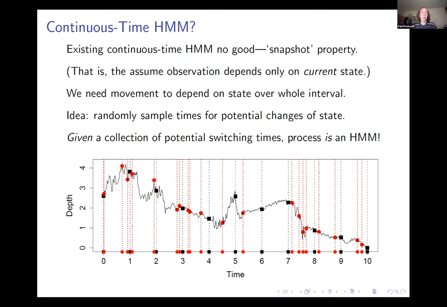If we condition on those potential switching times, then the conditional process is a hidden Markov model. So we simply apply the forward algorithm to average over all possible sequences of behaviors, and can calculate the likelihood without having to sample the behaviors explicitly.